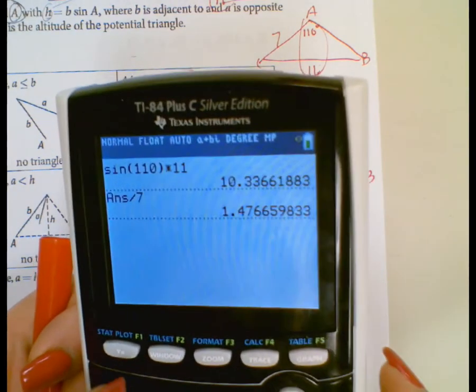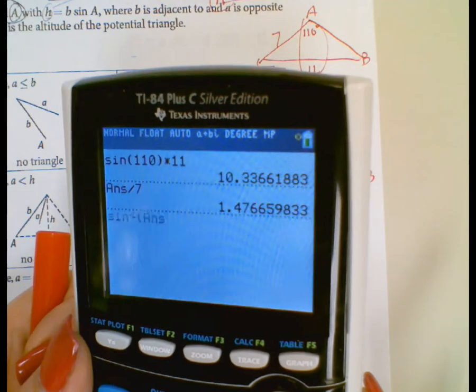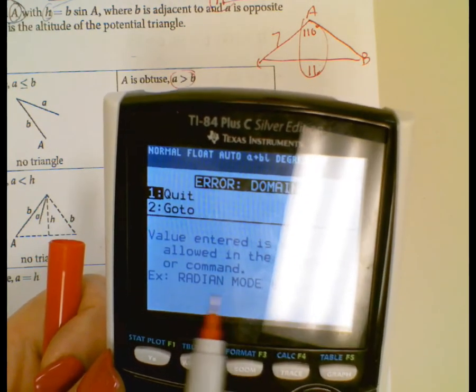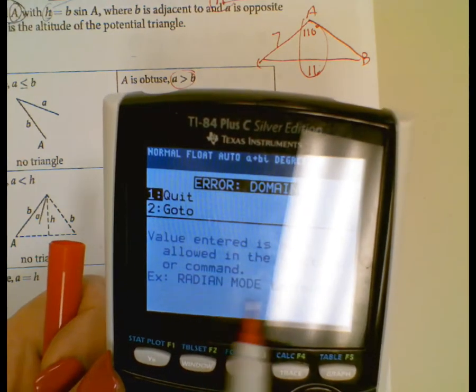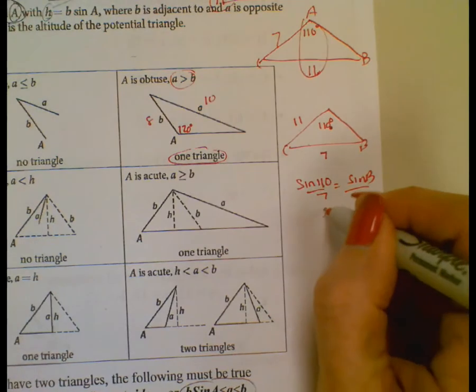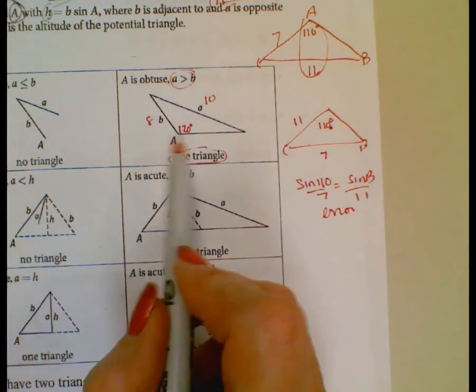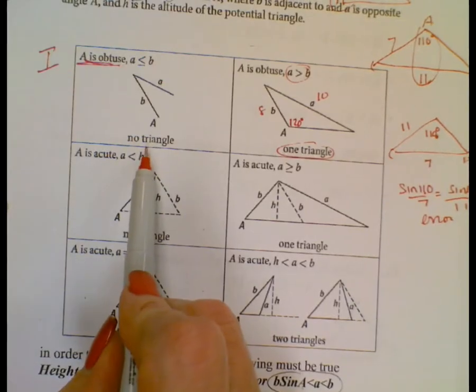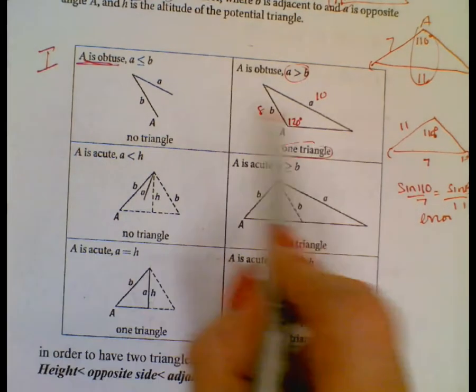So arc sine, second answer, it says quit. Value entered is not allowed in this function or command. So even if you don't understand these boxes and you just do law of sines in general, you'll get an error sign when there are no triangles. Okay, so that's case 1, obtuse.